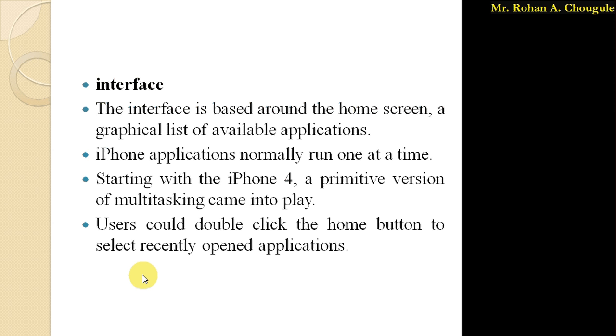Again, the user can double click the home button to select a recently opened application. So we can do the multitasking. If you want to open a recently opened application, we just have to simply double click on the home button. When we double click on the home button, whatever applications were running in the background automatically open, and from that we have to select whatever we want to open.